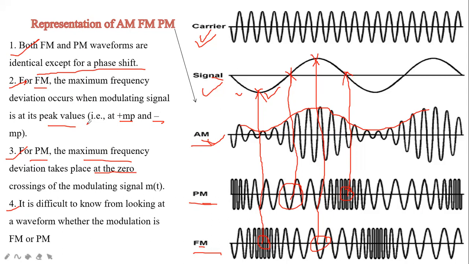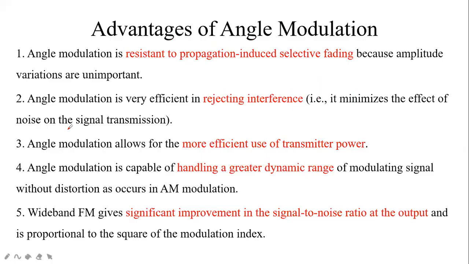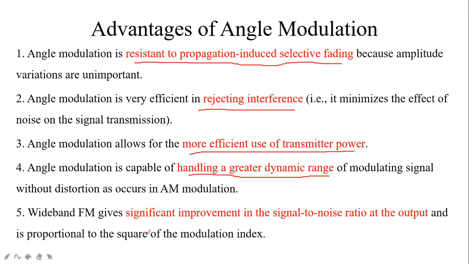So this is the basic representation of your AM, FM, and PM. Advantages of angle modulation. First advantage, as I have written, is resistance to propagation induced selective fading. Second, it is very efficient at rejecting interference. Angle modulation allows more efficient use of transmitter power. It is capable of handling a greater dynamic range, and it gives a significant improvement in the signal to noise ratio at the output. So these are some advantages of angle modulation.